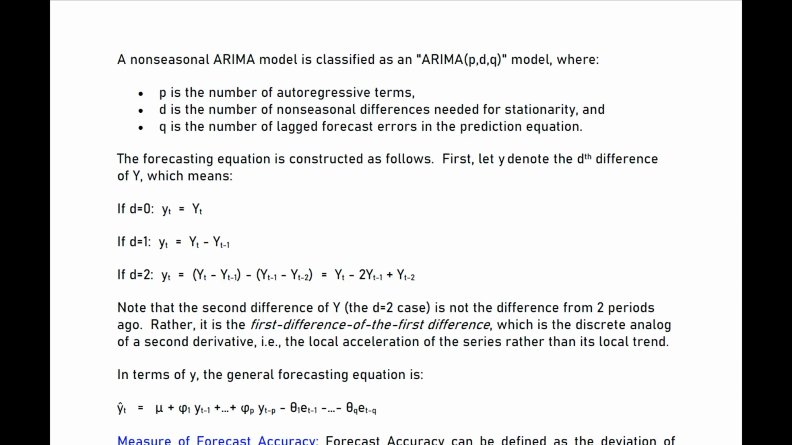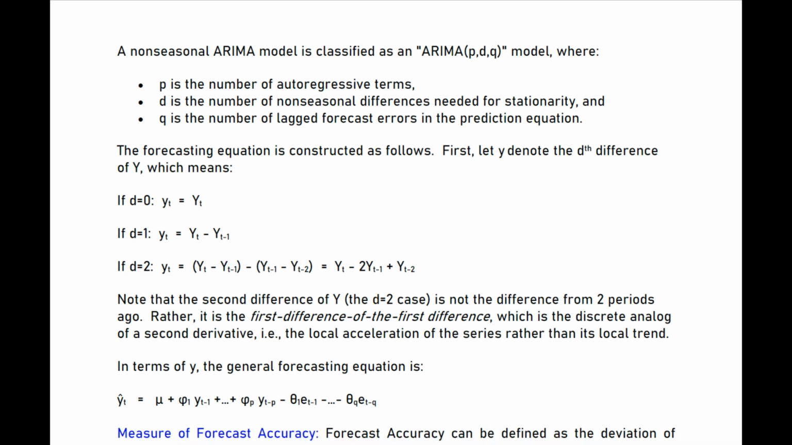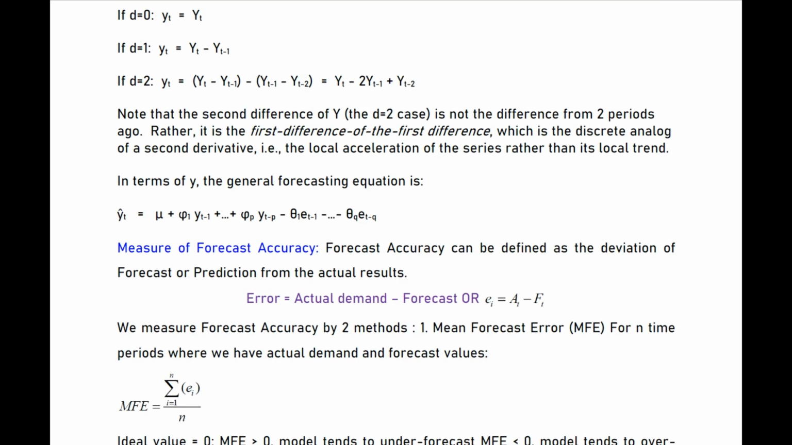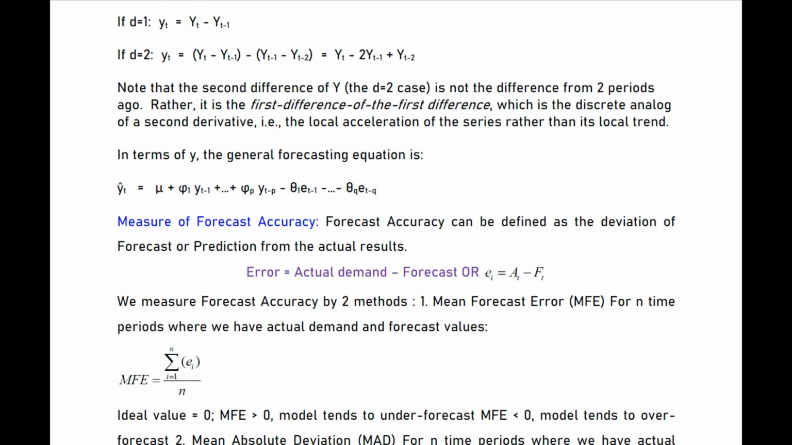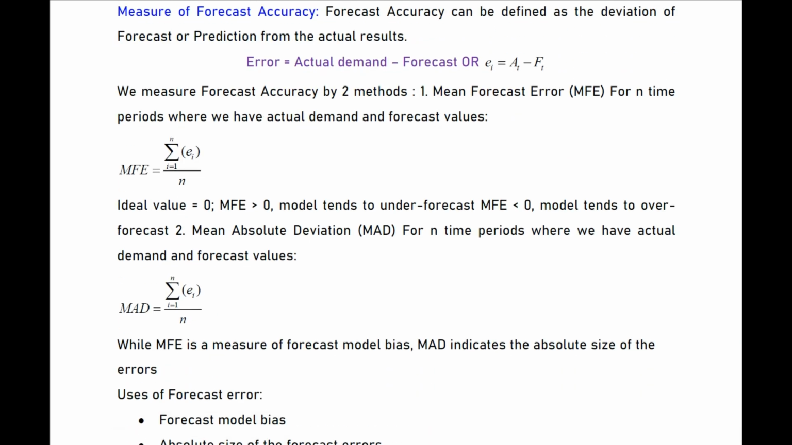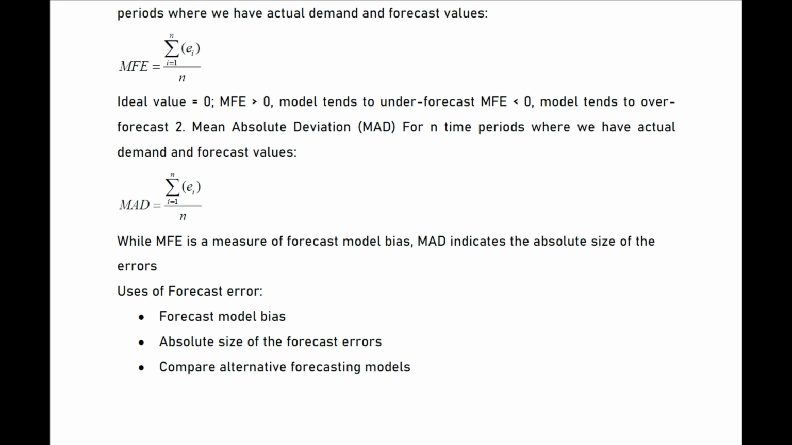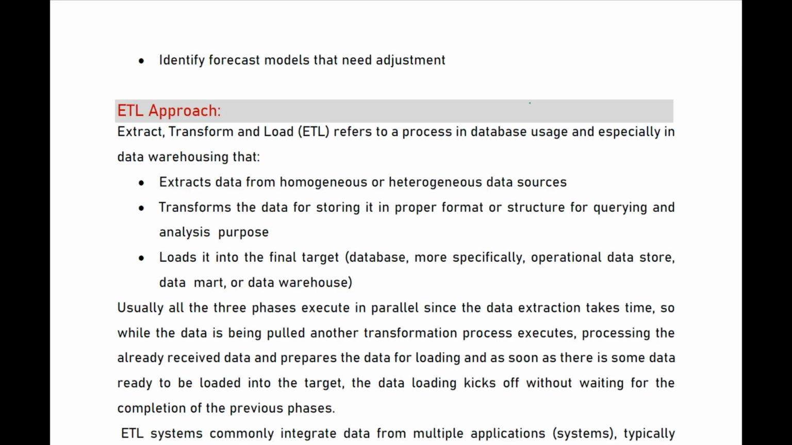Okay, what is this non-seasonal ARIMA model (p, d, q)? We take time, and D can be 0, 1, or 2. Y_t is the given time series. When you calculate the general forecasting equation and substitute into the same formula, you get an answer. Forecasting accuracy is measured and calculated by MAD, which uses the forecasting error and the absolute size of the forecasting model bias, comparing with the alternative forecast model.